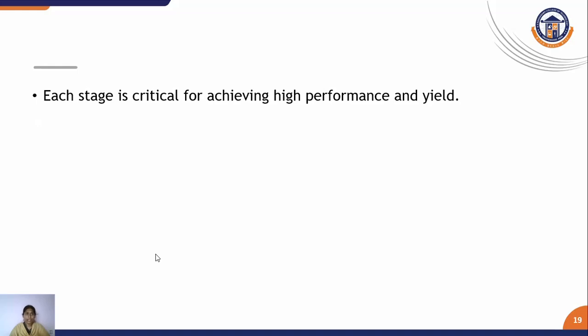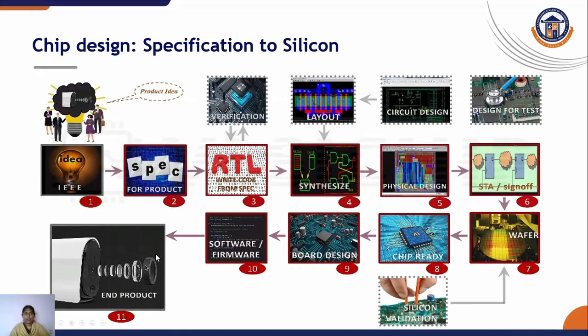So in the VLSI design flow, each stage is critical for achieving high performance and yield. So this is the overall chip design concept in pictorial representation, from specification to silicon. The same concept is repeated here in pictorial representation.